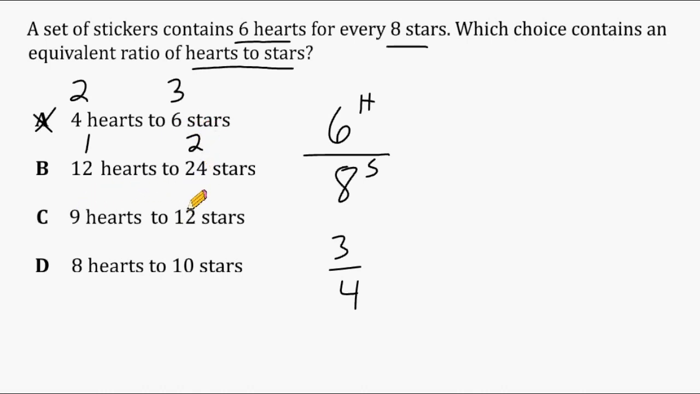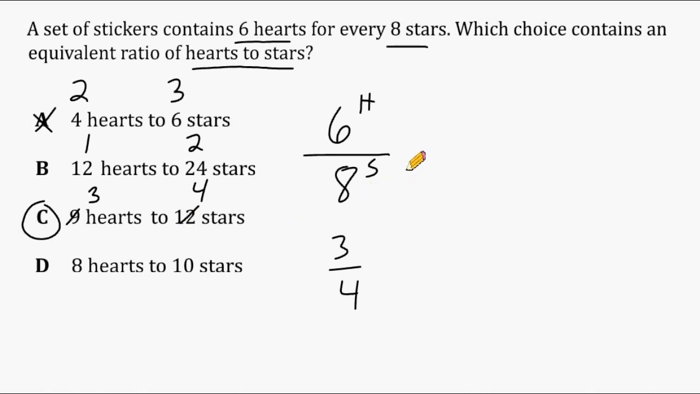Now 9 and 12 are both divisible by 3. So if we divide 9 by 3, that gives us 3. And if we divide 12 by 3, that gives us 4. So a ratio of 9 hearts to 12 stars can be simplified to the ratio 3 to 4. So C must be our answer.